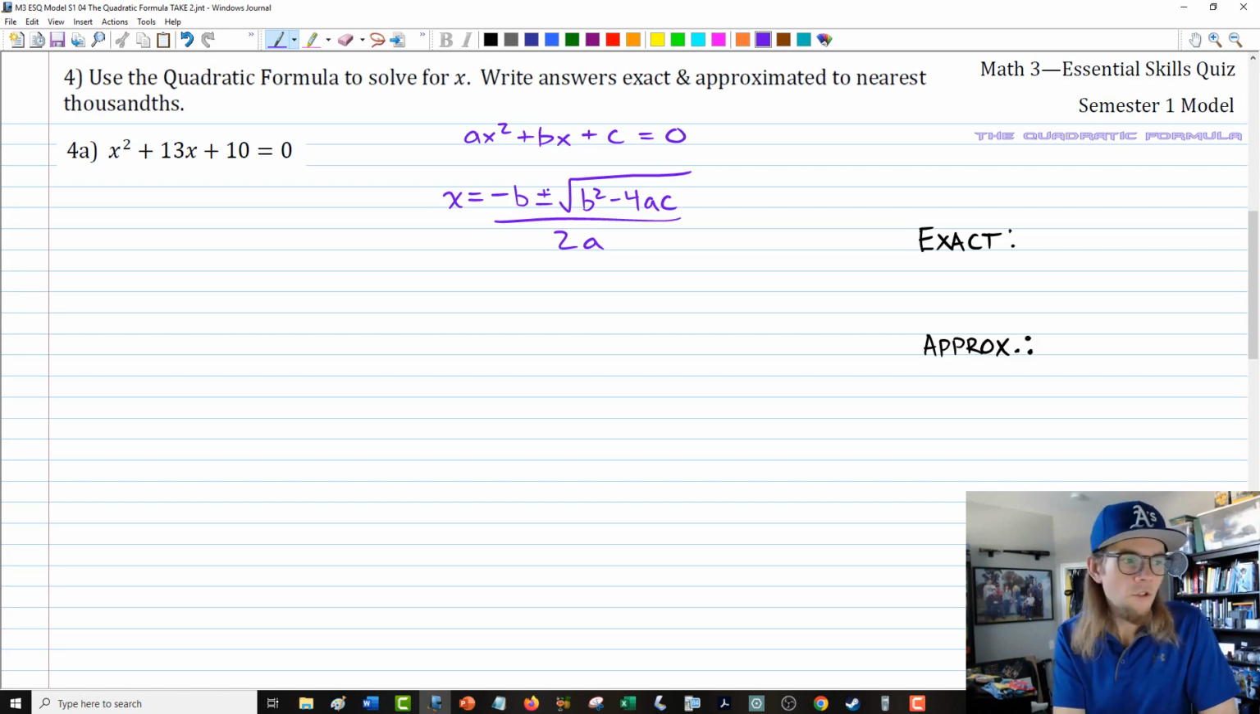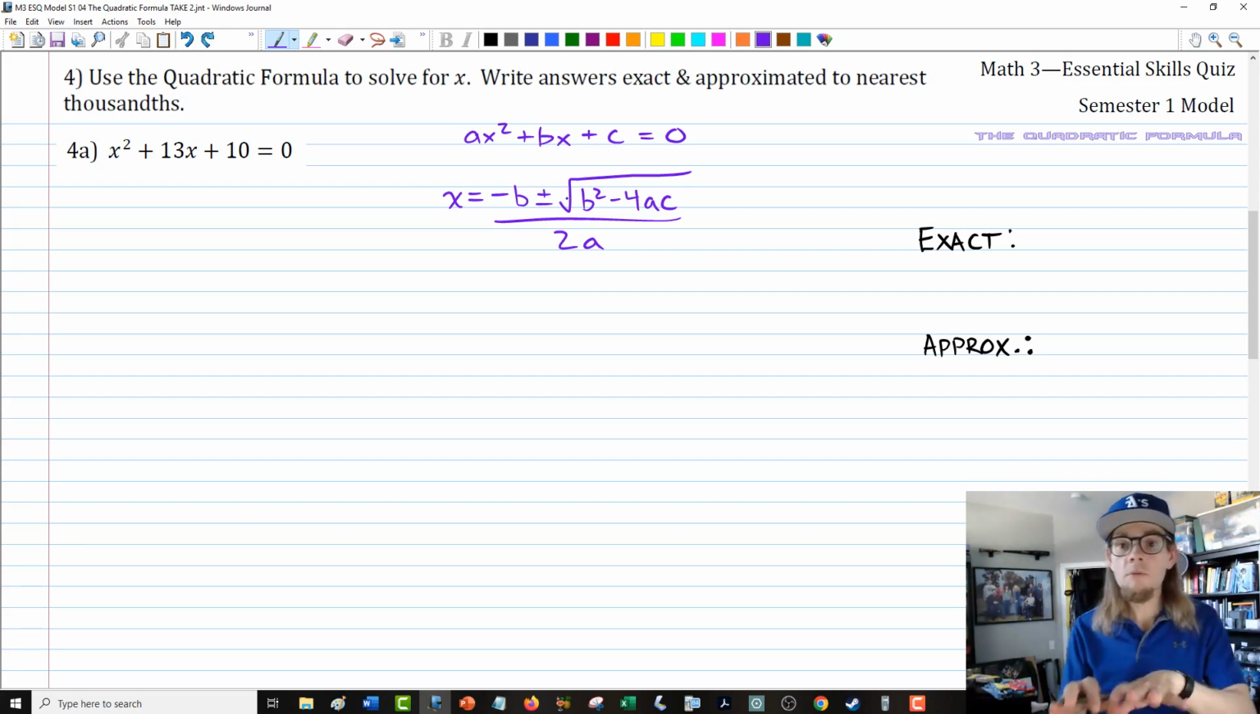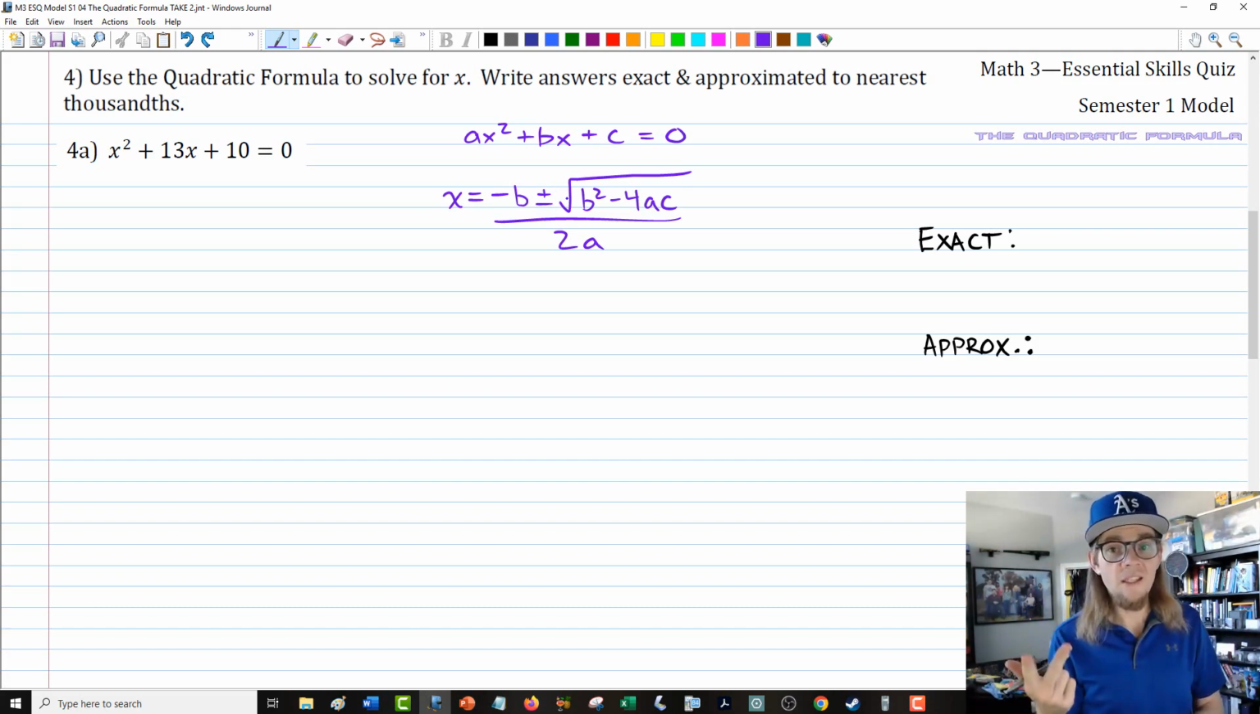If you're wondering how there's 2 when there's just one expression, it's because of the plus or minus. One will give us 1, the other will give us the other. So plus gives us 1, minus gives us the other. So our job here, at least when we're just trying to find the exact form of this, is simply to identify what a, b, and c are, and then to plug them into the quadratic formula.